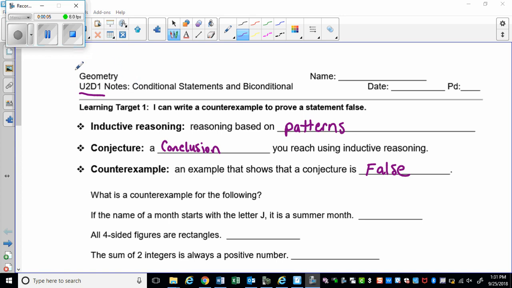In Unit 2, we're going to look at logic, like conditional statements. Today, we're going to go over biconditional also. So we're going to go over inductive reasoning, which is reasoning based on patterns. A conjecture is a conclusion you reach using inductive reasoning. And sometimes my conclusion or my conjecture is false, and a counterexample is going to be an example showing that it's false. And we'll do an example right here.